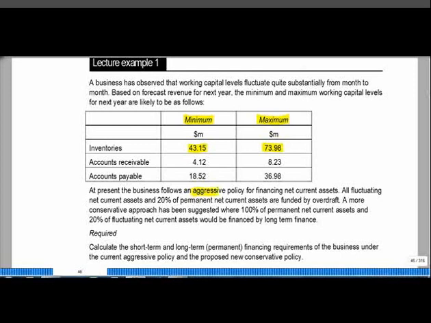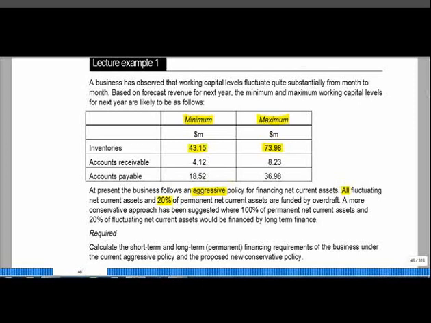So we can see the term aggressive policy. And we're told that this means for this particular company that as well as all of its fluctuating current assets being funded by short-term finance, which you'd expect under even a moderate policy, on top of that, 20% of your permanent net current assets are funded by the overdraft. So because we've gone beyond using short-term finance to finance our fluctuating net current assets, and we're using it to contribute towards our permanent net current assets, this would be called an aggressive approach.